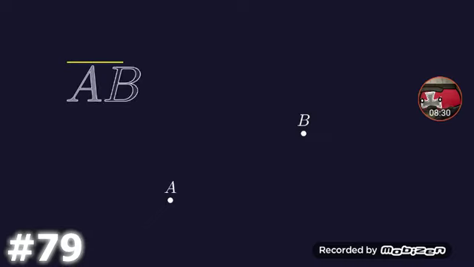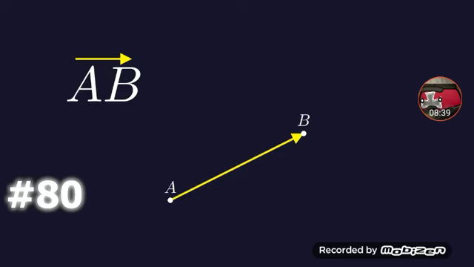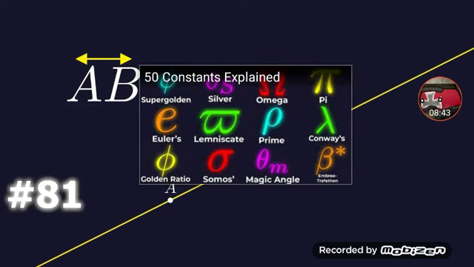Bar over 2 points represents a line segment between those points. Arrow over 2 points represents a ray starting at the first point and going through the second point. Arrow pointing in both directions represents an infinite line passing through both points.